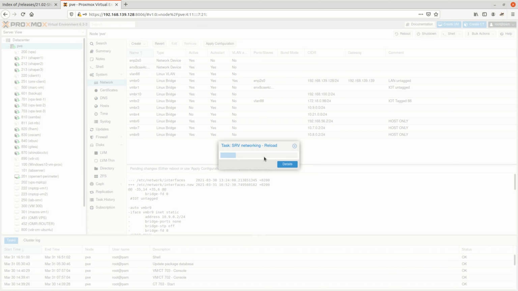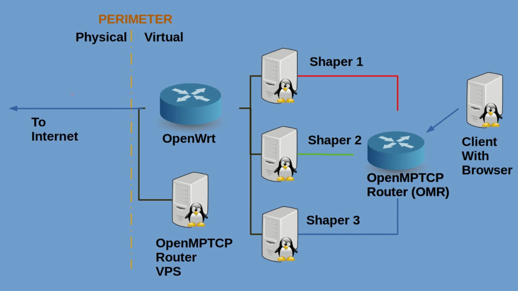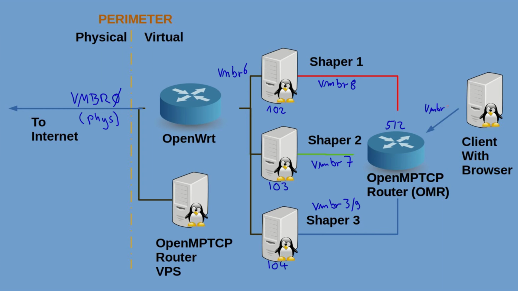What I suggest you do is that you print out the blueprint here or make a drawing of the environment and just write down the names of the bridges here and where you want to put them. That will make the creation of the machines and containers easier in the next steps.